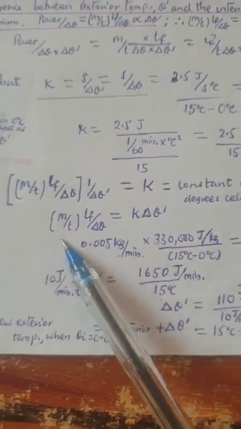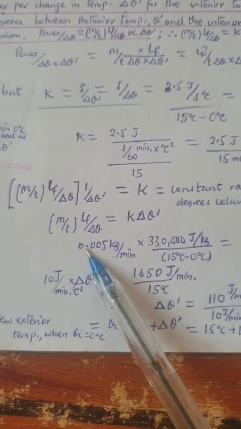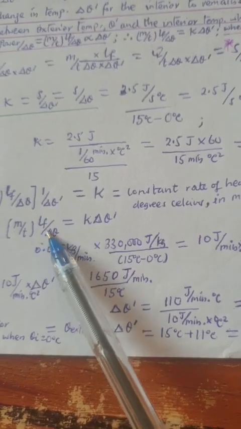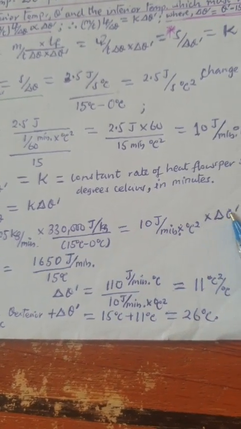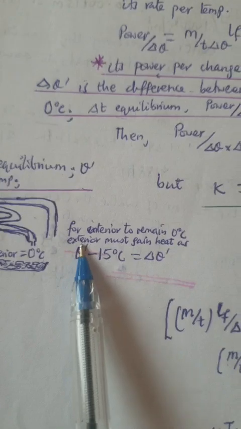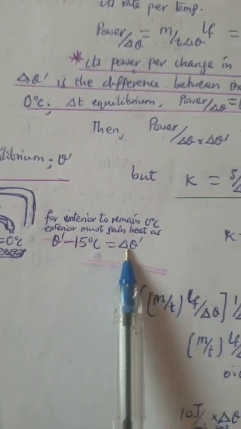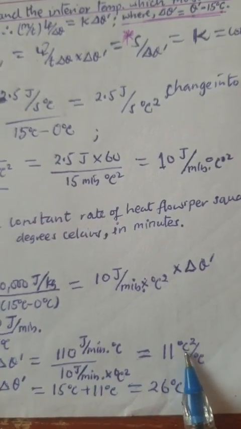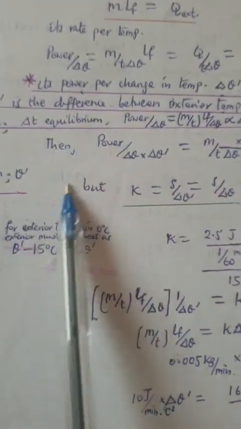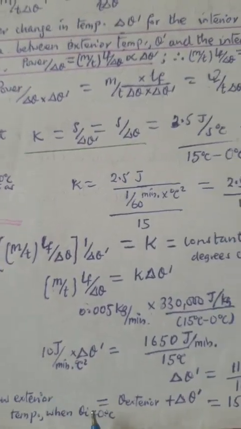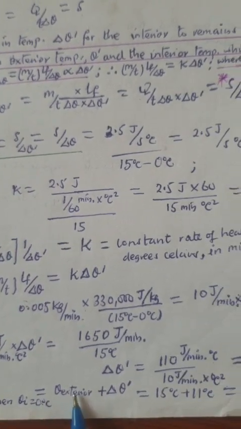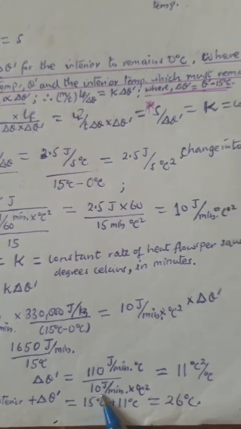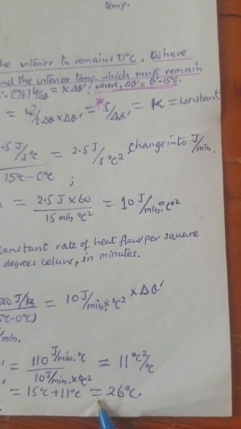For these new conditions, we substitute the value for the rate of mass conversion of water to ice, times the latent heat of fusion, divided by the original change in temperature, equated to 10 times the new change in temperature. The new change in temperature, as we explained before, is defined as theta in equilibrium minus 15 degrees centigrade. After getting the answer, which is 11 degrees centigrade as the new change in temperature, we come to these expressions, and the new exterior temperature, when theta interior is equal to 0 degrees centigrade, is equal to the theta exterior from the first condition plus theta dash change. Now what we have here is equal to 26 degrees centigrade.